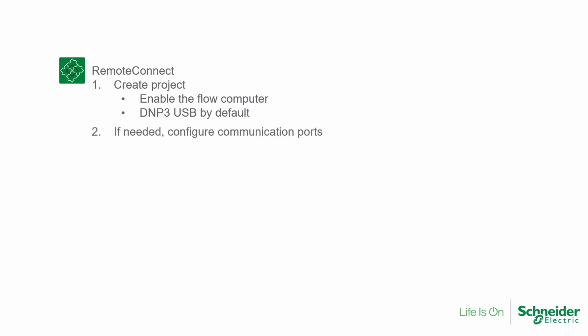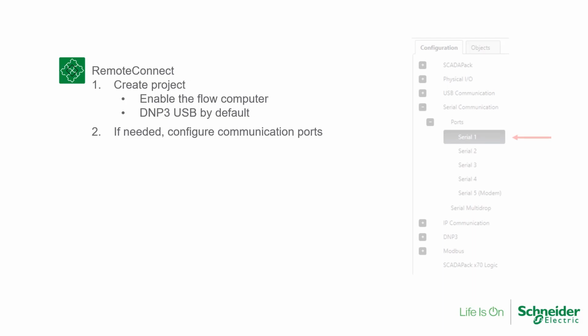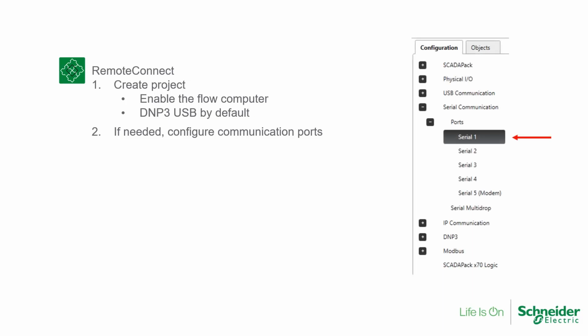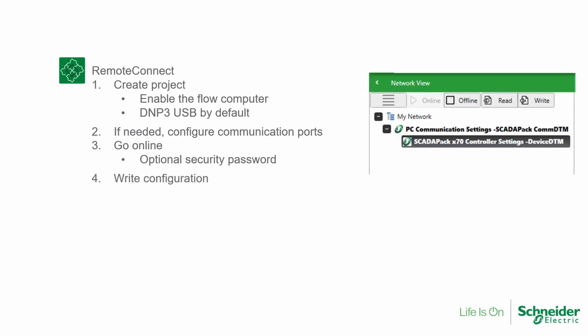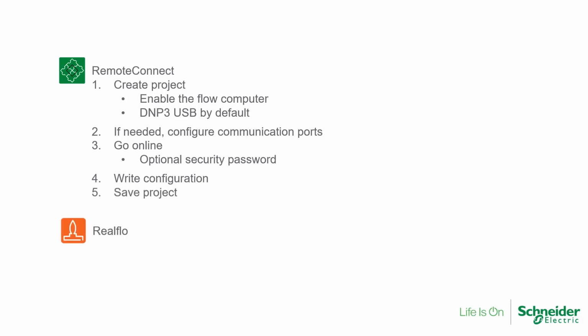If needed, you could still configure communication ports, particularly if you're connecting to an MVT and you might want to select a different baud rate. Then we selected Go Online. And depending on whether the security lock was enabled or whether you did a cold boot, you may be prompted for a security password. You can either define one or disable that requirement until later. Then we selected Write Configuration and saved the project.